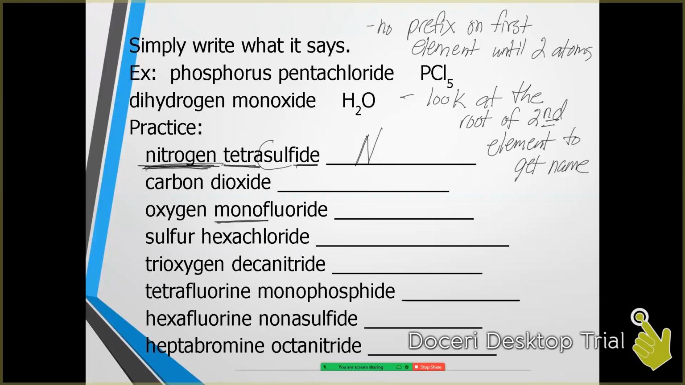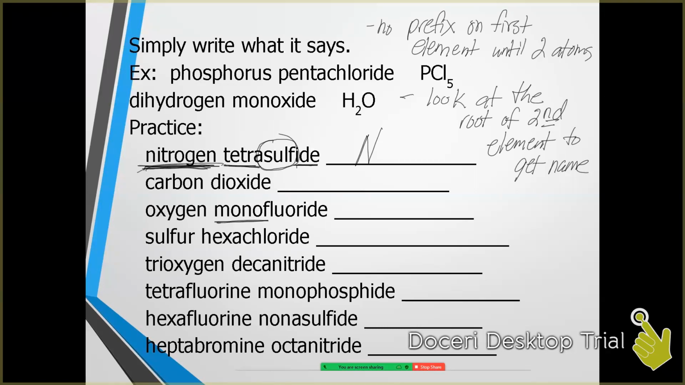To figure out what the element is, you have to look at the root, which is found in the middle of the name. Most of them are very obvious, but if you get stuck, at the bottom of your notes you have the common roots that you'll see. Remember, we're working with just covalent compounds today, so that narrows us down to a really small portion of the periodic table. All right, so let's look at that.